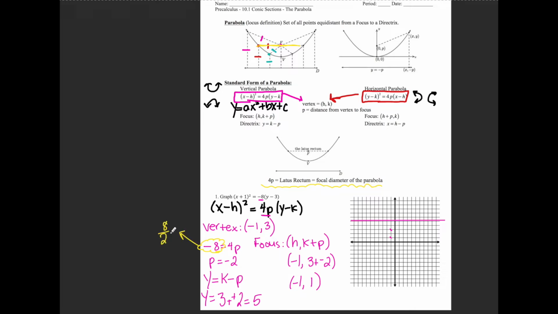So if I cut that in half, I get 4, which means from the focal point, if I go 4 units to the right, plot a point, 4 units to the left, plot a point, that's going to be my extra 2 points that I need to then graph my parabola. There are my extra 2 points, and now I'm just going to graph from the vertex through the point, make a parabola, from the vertex through the point, and there's my parabola.